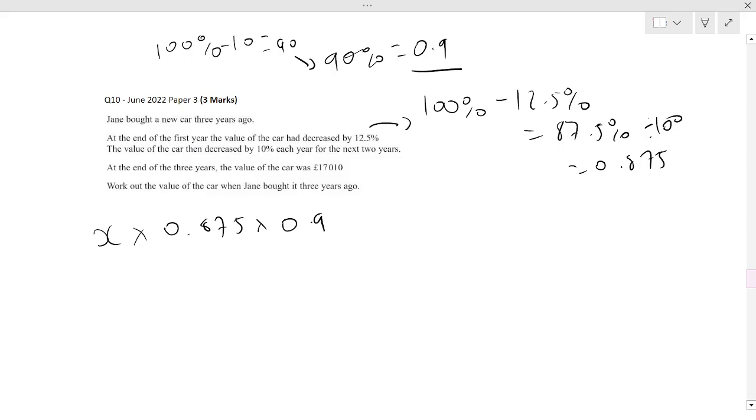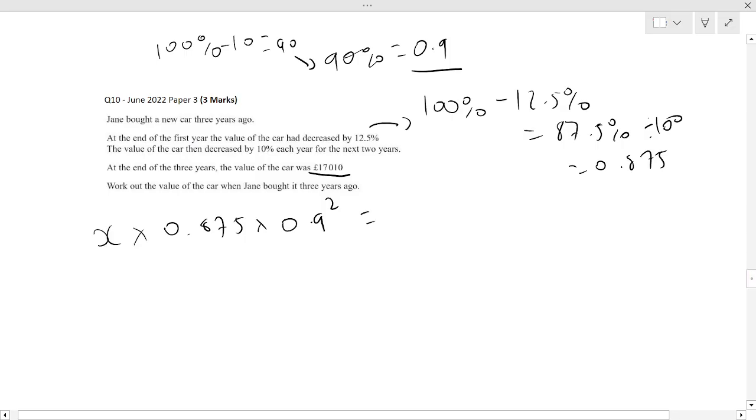So we're then going to times by another 0.9 to decrease it again by 10%. However, that would just be 0.9 squared then, wasn't it? And that'll be the amount after 3 years, wouldn't it? Because we first decrease it by 12.5%, then we decrease it by 10% for 2 years. But it said after the third year, then it's this.